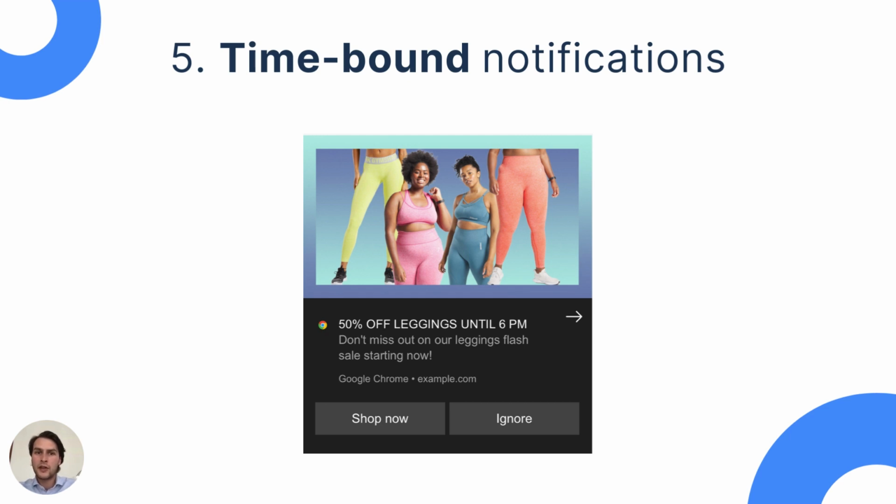Time-bound notifications are pretty self-explanatory, as they are notifications that offer something that has a specific time limit. These push notifications are ideal for promotions, flash sales, and hot job alerts that will only be available for a short amount of time. Communicate the urgency in your message to pull your audience over the edge, because it's in our human nature to avoid any possible loss.